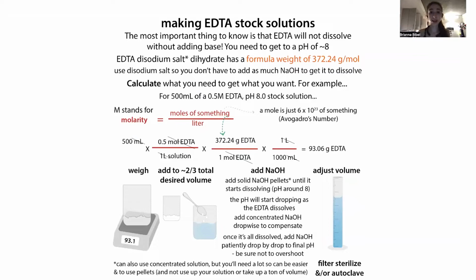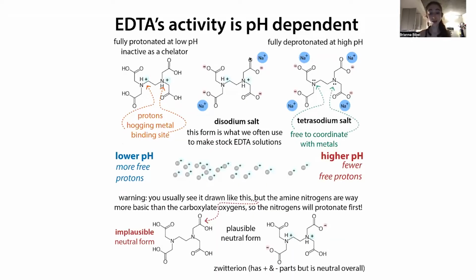So again, the most important thing is that we need to remember that we're going to need to add some base, and we're going to add NaOH, so sodium hydroxide, because we already have sodium, typically because we're starting with a disodium salt dihydrate. So again, this is the version of EDTA that already has two sodium ions with it, but it still has these protonated nitrogens and is therefore inaccessible for complexing with the metal. And so we need to add NaOH to strip off those protons and get it into the state that can dissolve and act as a chelator.